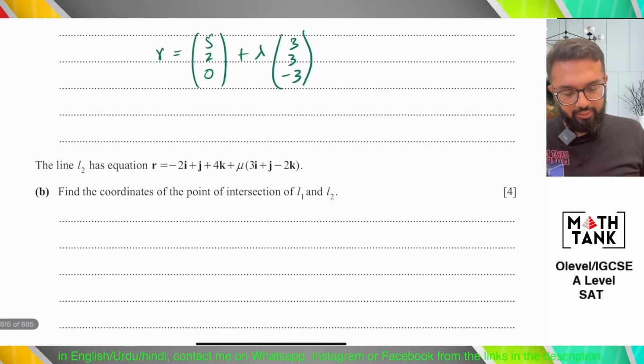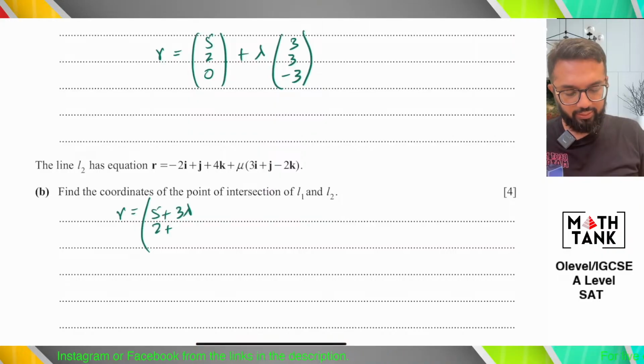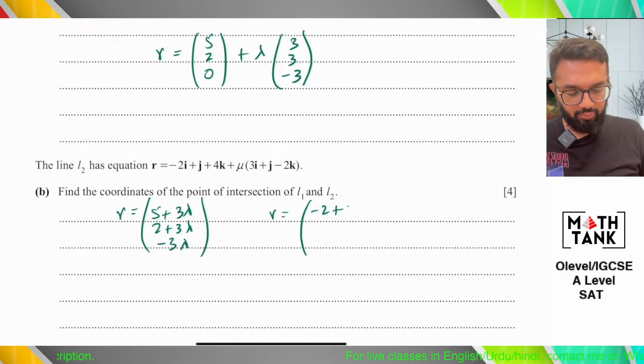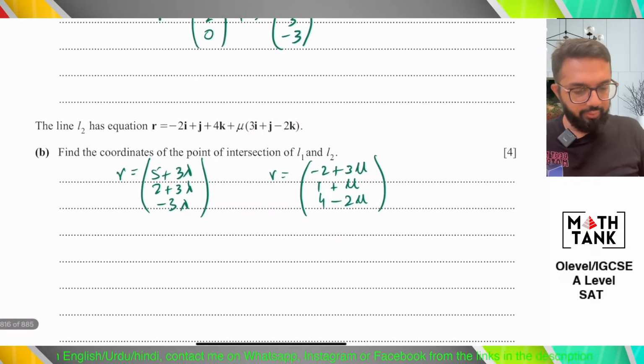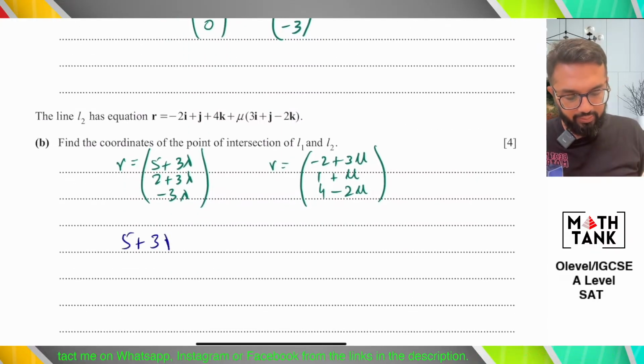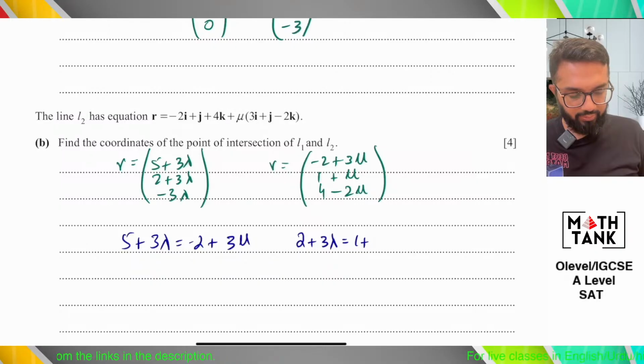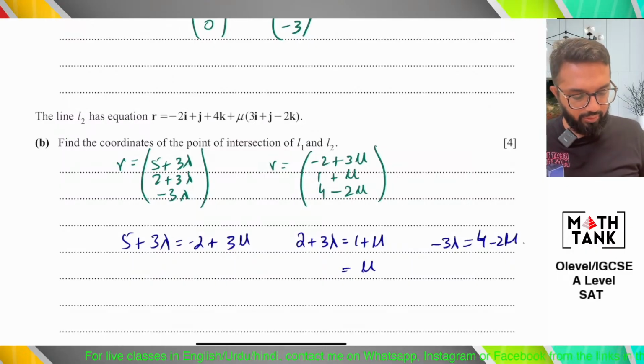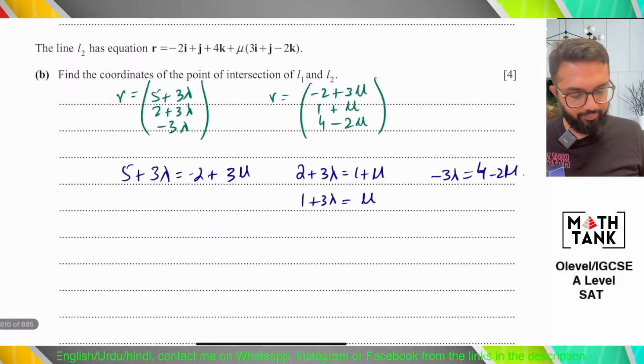Okay, the line L2 has equation this. Find the coordinates of the points of intersection. So the first line is 5 plus 3 lambda, 2 plus 3 lambda, and minus 3 lambda. And the second equation is minus 2 plus 3 mu, 1 plus mu, 4 minus 2 mu. 5 plus 3 lambda equals minus 2 plus 3 mu. 2 plus 3 lambda equals 1 plus mu, and minus 3 lambda equals 4 minus mu, which equals 1 plus 3 lambda.